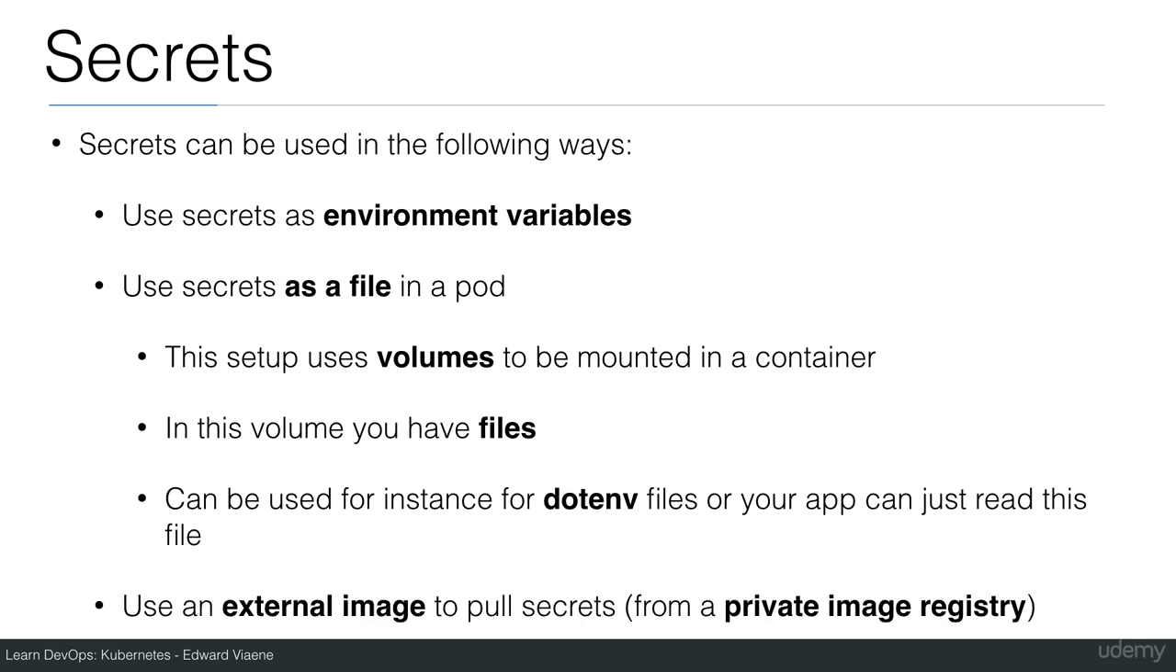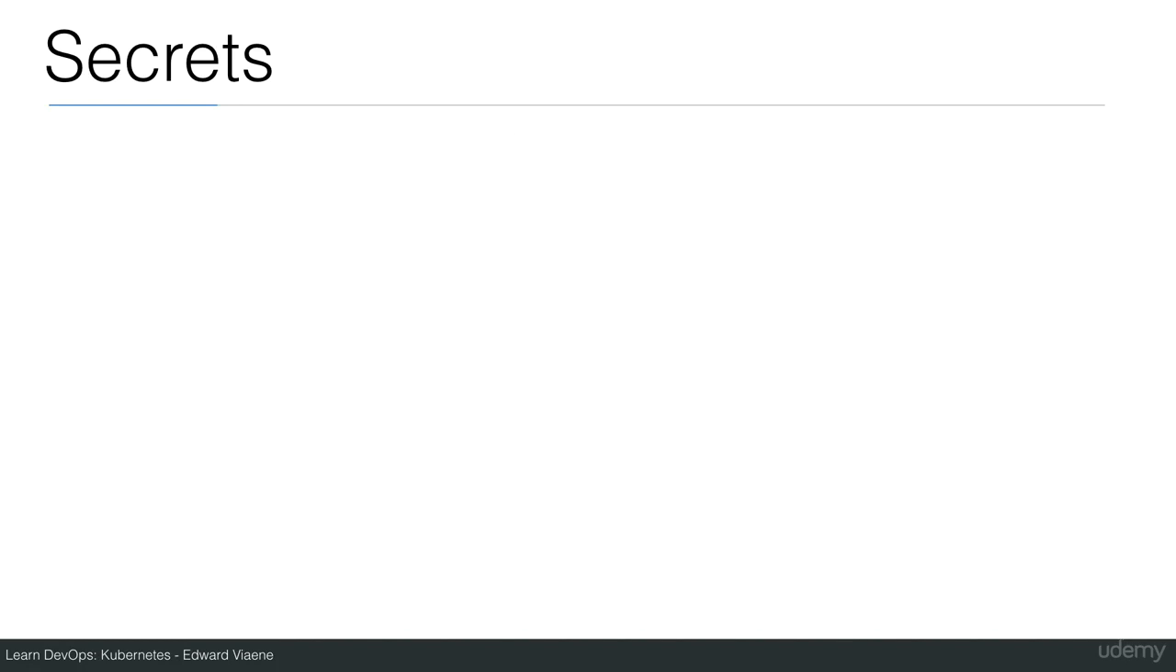So your app, you can just write some code that says you need to go and look in the specific directory for the secrets that you need, for instance, to connect to a database. You can also use an external image to pull the secrets. Obviously, from a private image registry, you cannot put your secrets in a public image registry. In that case, it would mean that you will have a second Docker image, and that image would be pulled, and your app would then read the data that contains the secrets from that image.